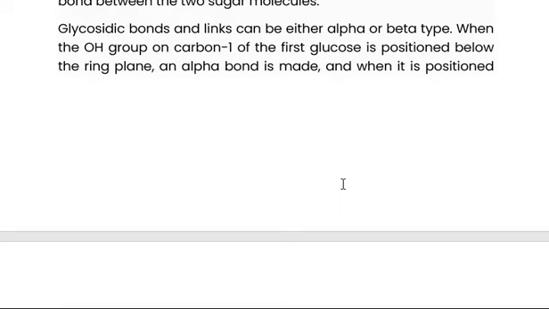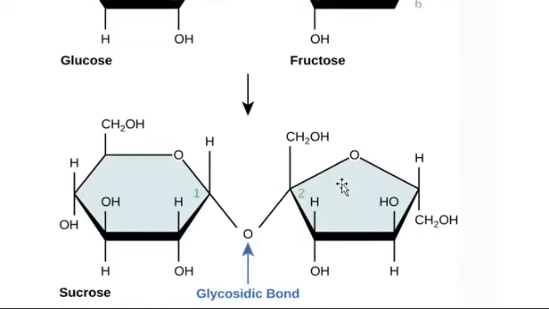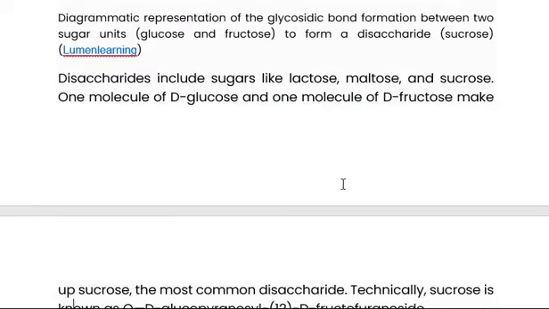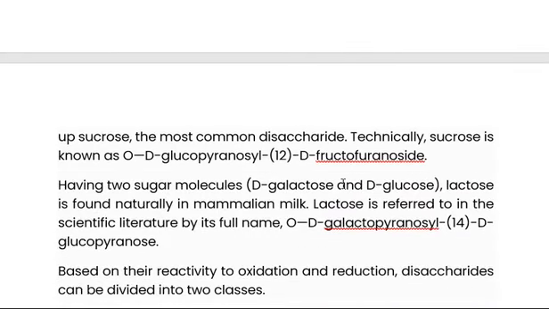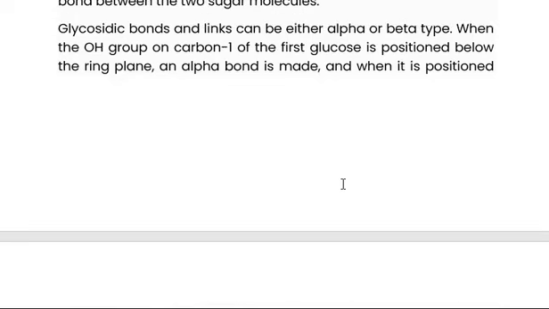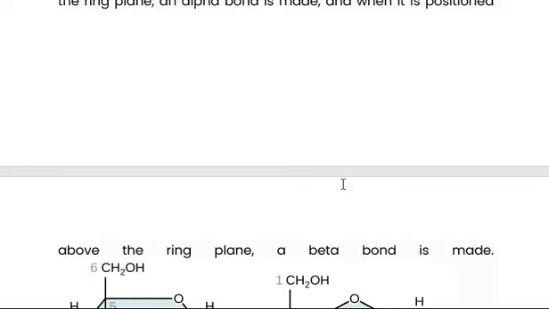When the OH group on carbon 1 of the first glucose is positioned below the ring plane, an alpha bond is made, and when it is positioned above it, it is not alpha, but it is beta. Now we want to see the structure when it is positioned above the ring plane. A beta bond is made.